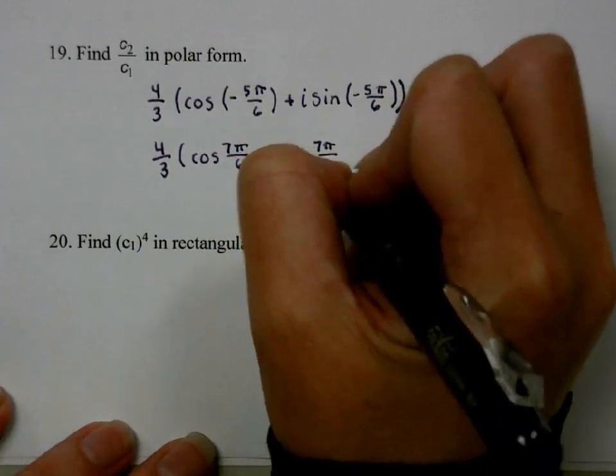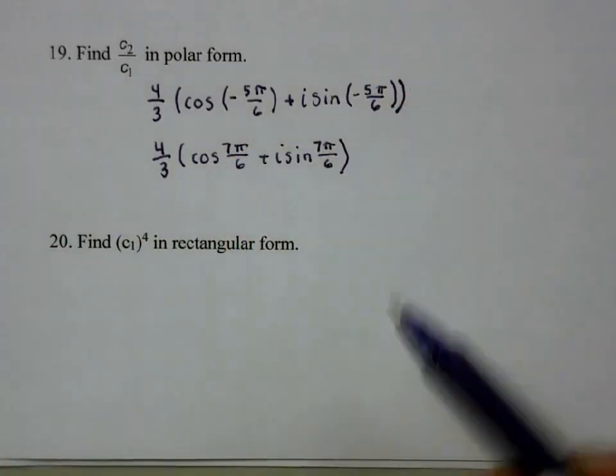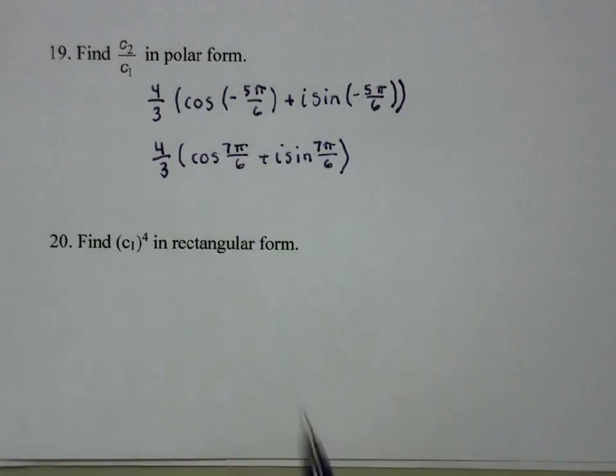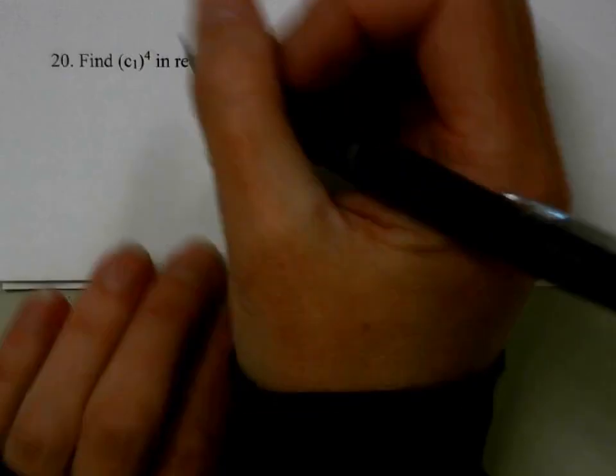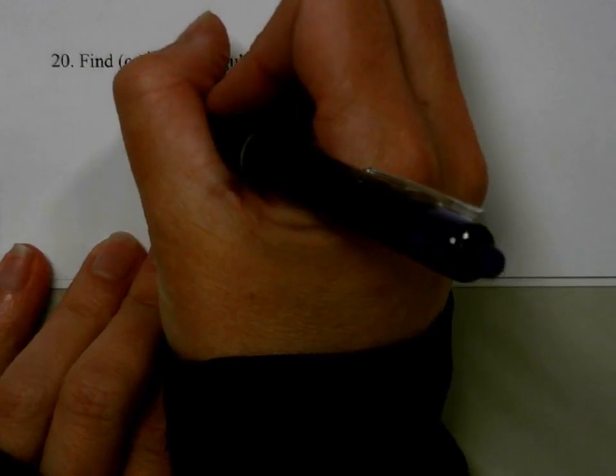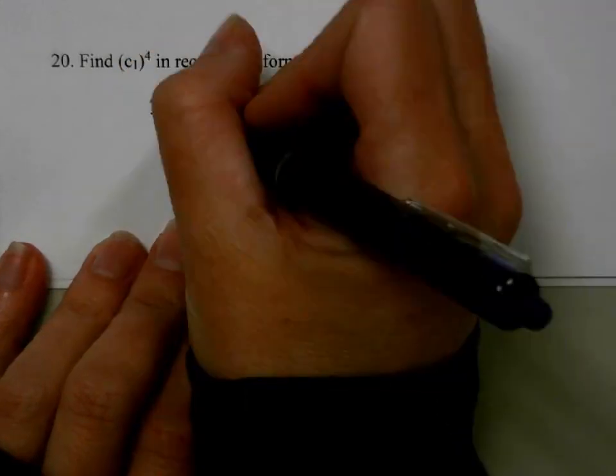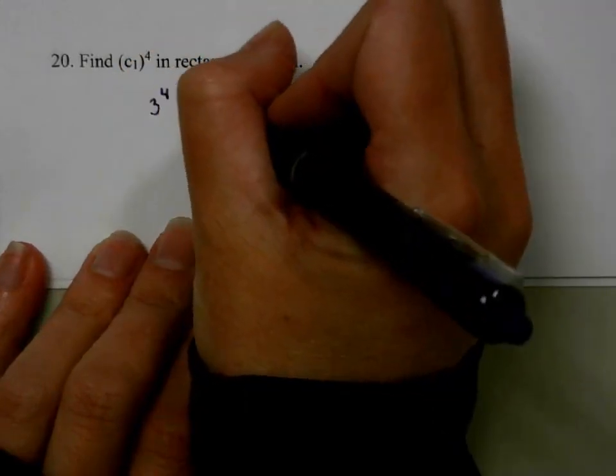Okay, next we're going to use powers. So I'm going to take c1 and raise it to the 4th. So we'll take the r value, which is 3, raise that to the 4th power. Then we're going to multiply the theta, which is 7 pi over 6 times 4. So we get 28 pi over 6.